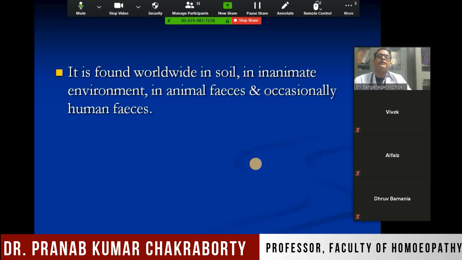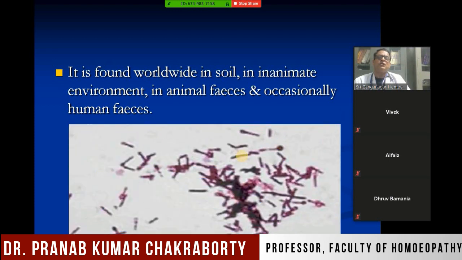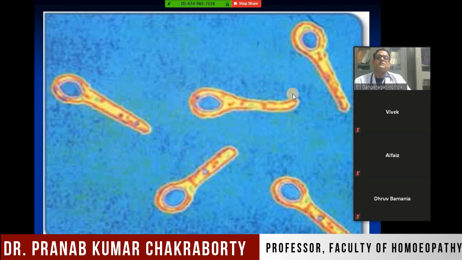It is found in soil, in the inanimate environment, and in animal feces. It is commonly a resident of the animal gut, and comes out through the feces. It looks like this. You can see the slide here, the bacteria's appearance is like this. This is like a badminton racket. Can you see? This is the handle, the rod shape, and at the top of the rod you get a spore.